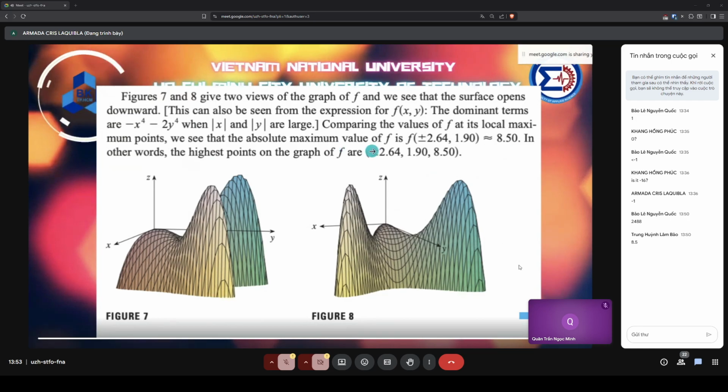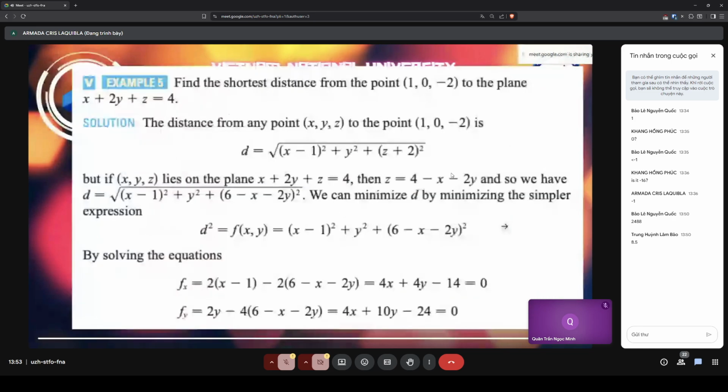And that's it. The absolute maximum value of f is approximately 8.5. Okay, next we have this example, shortest distance.